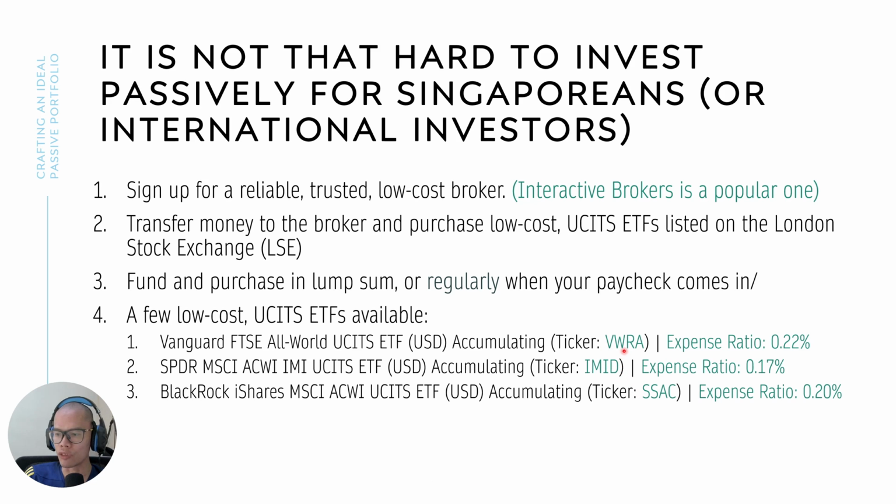You can Google VWRA ETF, IMID ETF, and you should be able to get some of the fact sheets. And these are some of the expense ratios. Expense ratios are part of most of the costs of these ETFs, and as you can see, they are very low. For Singapore investors, remember that a lot of actively managed unit trusts out there have had expense ratios of about 1.5% to even 2% for a long while. So this is kind of low.